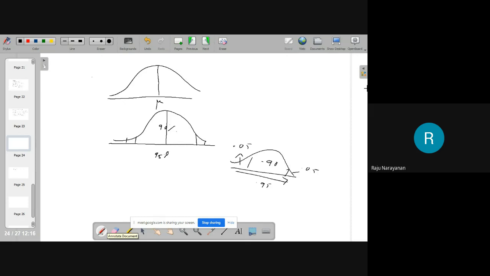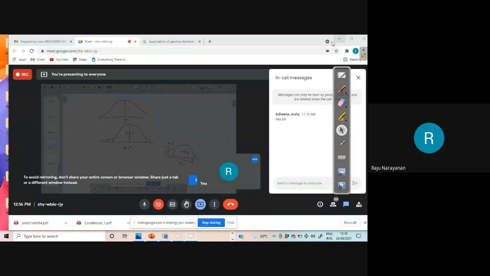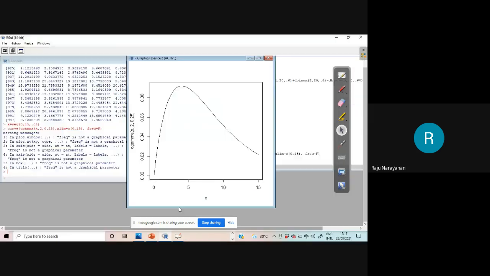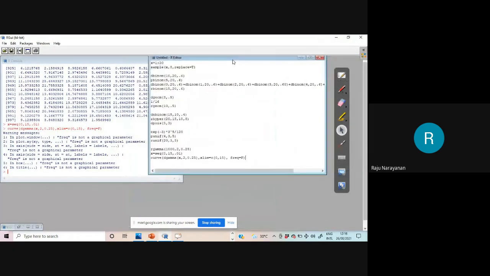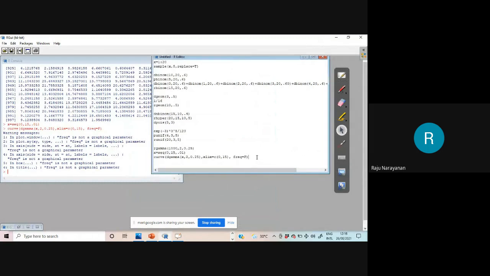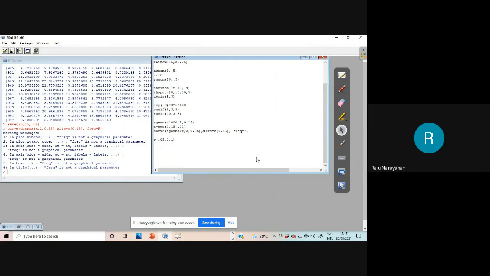I should get the values. Q, which one, 0.05, normal 0, 1. And I should get Q 0.95. You can see they are symmetric values, 0, 1.